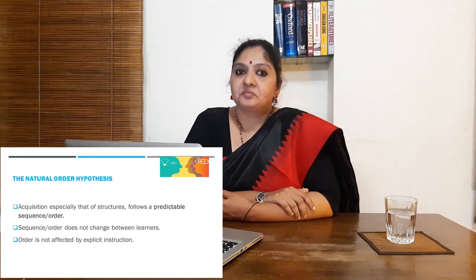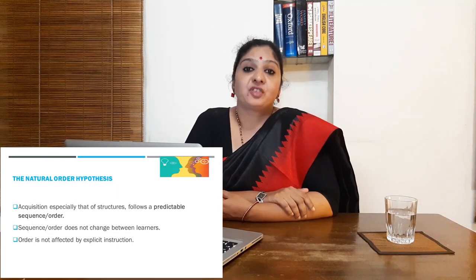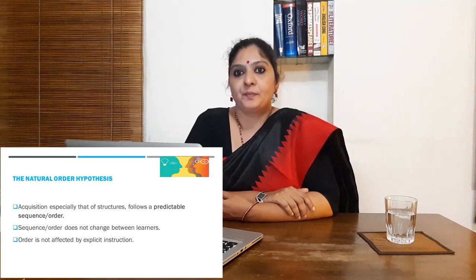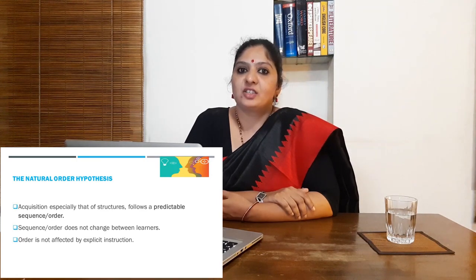Now coming to the third one, that is the natural order hypothesis. And here he states that acquisition, especially that of structures, follows a predictable sequence or order. Sequence or order does not change between the learners. Order is not affected by explicit instruction. Explaining it more, according to Krashen, learners acquire parts of language in a predictable order. For any language, certain grammatical structures are acquired early while others are acquired later in the process. This hypothesis suggests that this natural order of acquisition occurs independently of deliberate teaching and therefore teachers cannot change the order of grammatical teaching sequence.